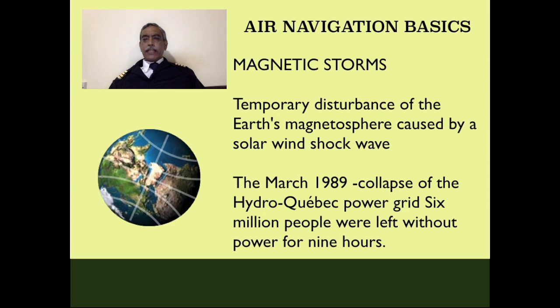Sometimes you have these magnetic storms. These are temporary disturbances of Earth's magnetosphere caused by solar wind shock waves. The March 1989 episode, which caused the collapse of the hydro power unit of Quebec, is a very good example. Six million people, I understand, were left without power for almost 9 hours. So sometimes it could get as critical as that.